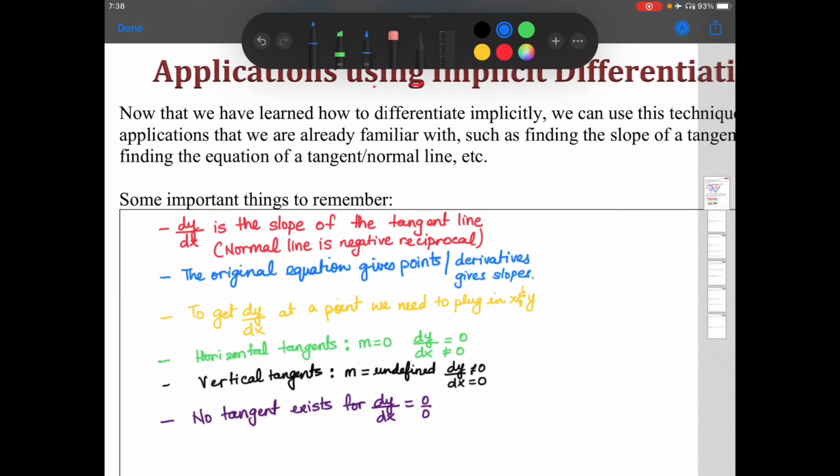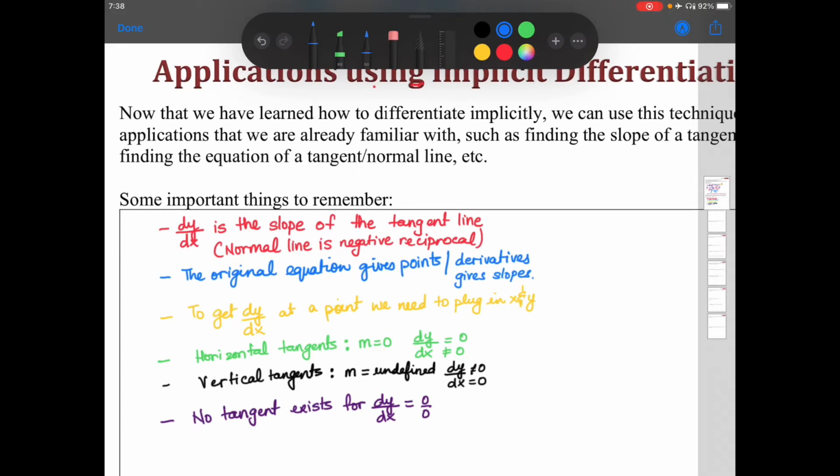So dy over dx is the slope of the tangent line that we know. The first derivative is the slope of a tangent line. If it's a normal line, it's a negative reciprocal. The original equation gives you the points and the derivative gives you the slope. To get dy over dx at a point, we need to plug in x and y. Whenever we want to find the derivative at a certain point, all we do is plug that point into the equation and we get our slope for that point. I think we've talked about all this.